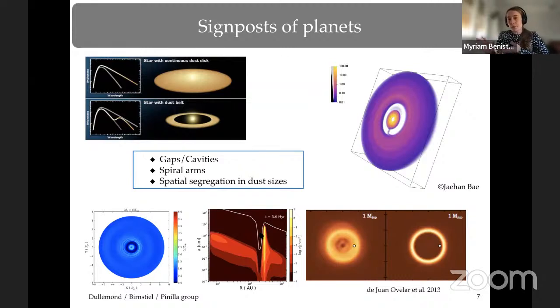And what happens is that when we look at different wavelengths, as I will explain in a minute, we see different things. So if we look at the small grains, we will see them completely all over the place, basically following the gas. And this is a simulation with the planet here. But the large grains, the millimeter grains, will all be trapped in a very narrow region. So they will look like a ring. And these differences are something that we expect when we have planets.